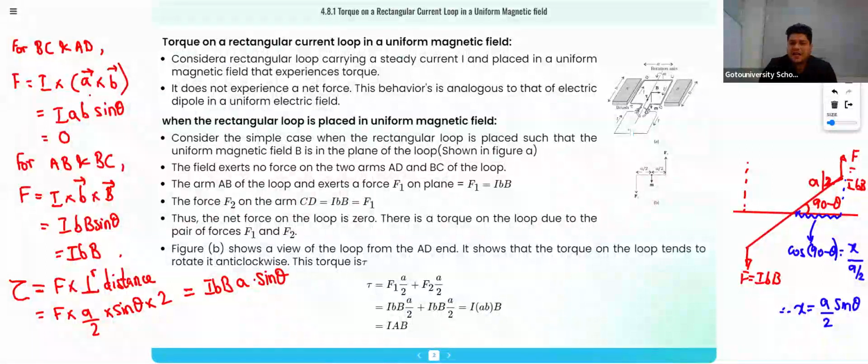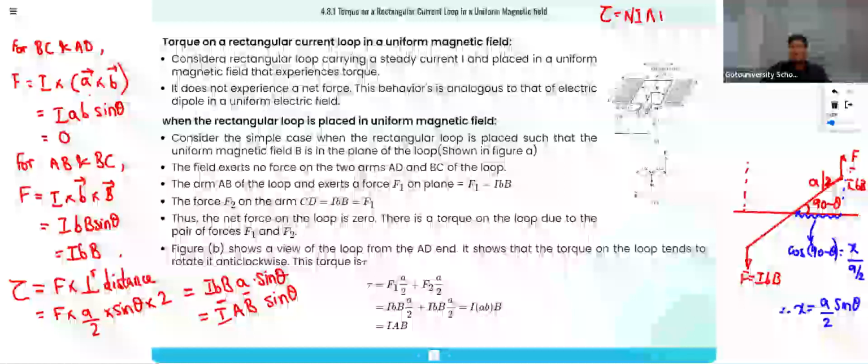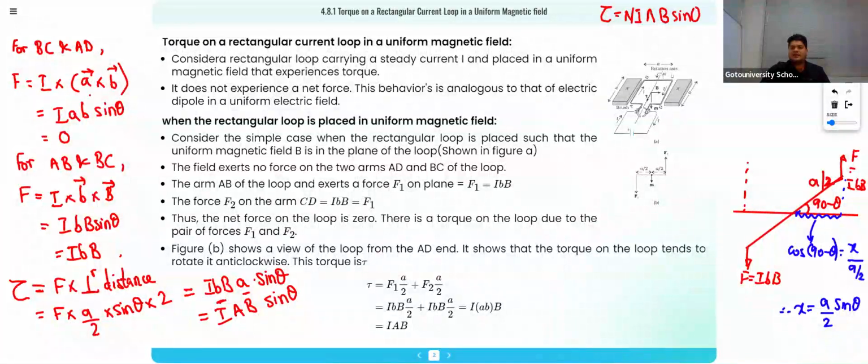Acha, what is A into B? This A into B is length into breadth. And what is length into breadth? It is area. So area into B into sine theta. If you check about torque, your torque will be equal to IAB sine theta. If you add up the number of turns, N, it will be NIAB sine theta.